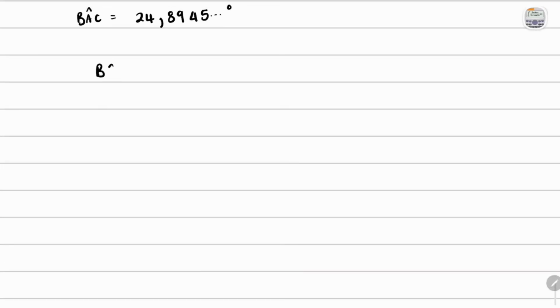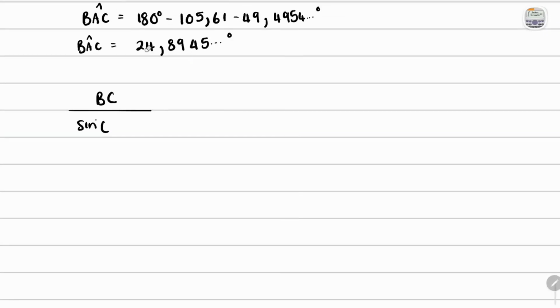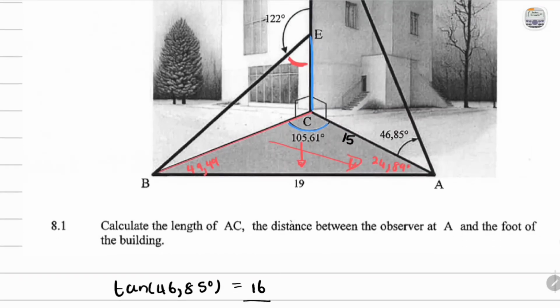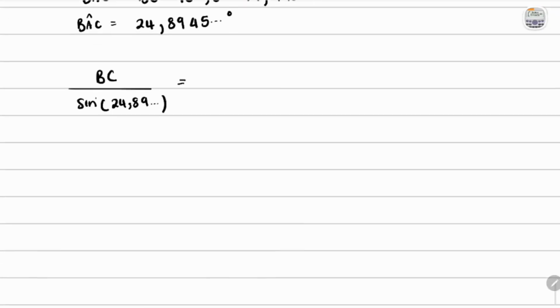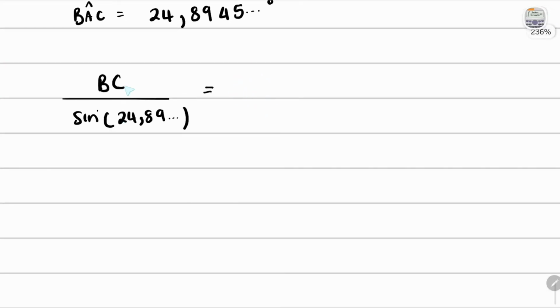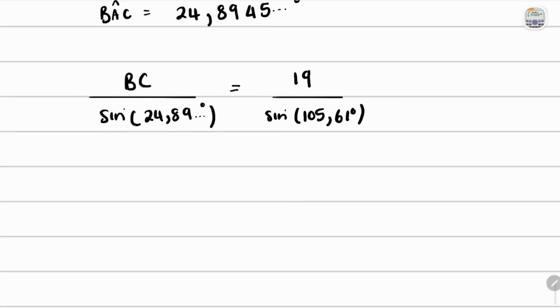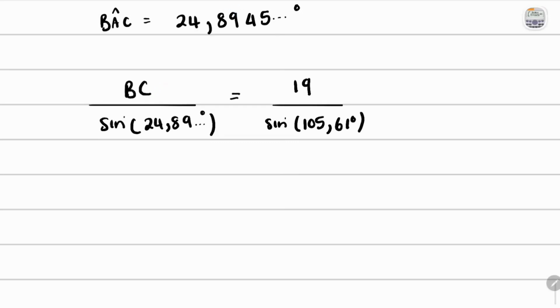So it's going to be BC over sine of the angle opposite it, which was sine of this angle that we currently have, which is equal to, and we're going to just take this pair, the 105.61 and 19. So it's equal to, you have to follow the same order. So side over the sine of the angle. So sine of 105.61. Okay, and now to make BC the subject, you see that this is the only thing in the way, and it's in the denominator. So to get rid of it, you multiply both sides by that same thing.